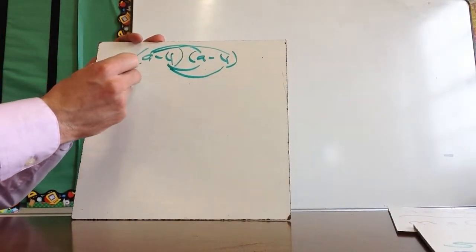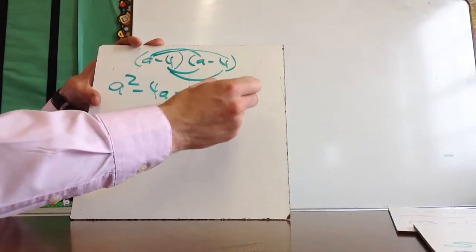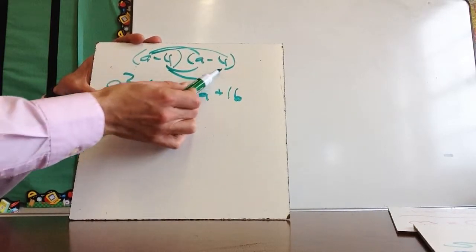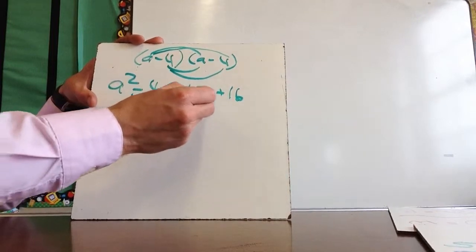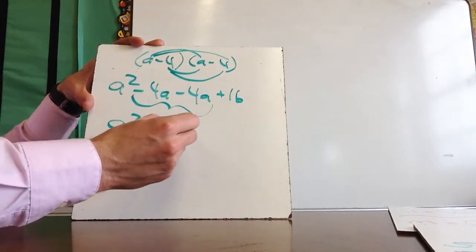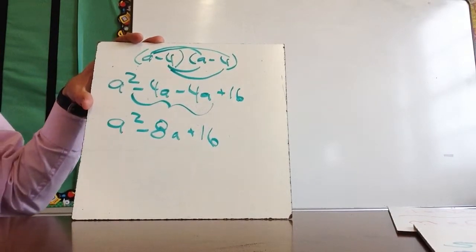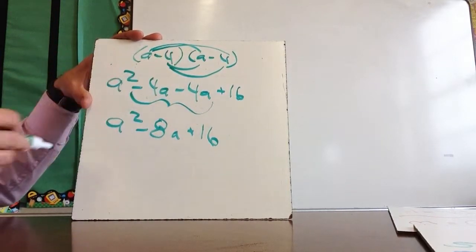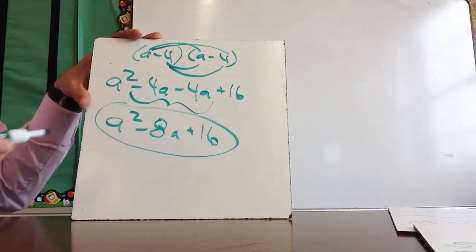So this is going to be a squared minus 4a plus 16. I can then put these terms together in the middle. This becomes a squared minus 8a plus 16. And if you remember, the shortcut was a squared minus 2ab plus b squared, and that would get you straight from here to here. So a minus 4 squared equals that.